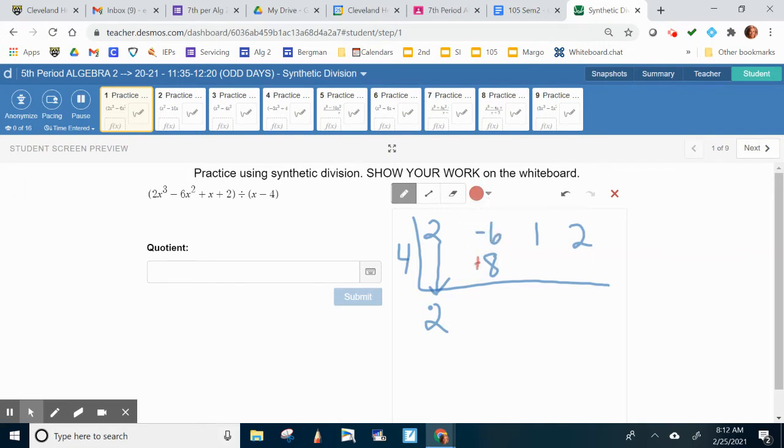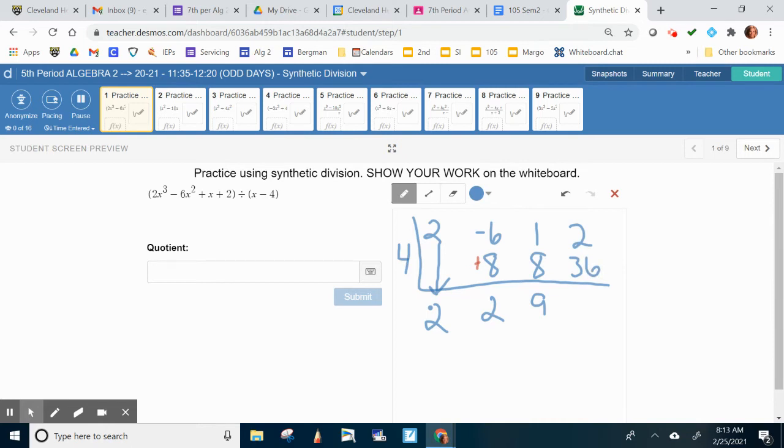Then I'm going to add negative 6 plus 8. When I do that, I get 2. 4 times 2 is 8. I'm going to write that right here. And I'm going to add 1 and 8 together. 1 plus 8 is 9. 4 times 9 is 36.